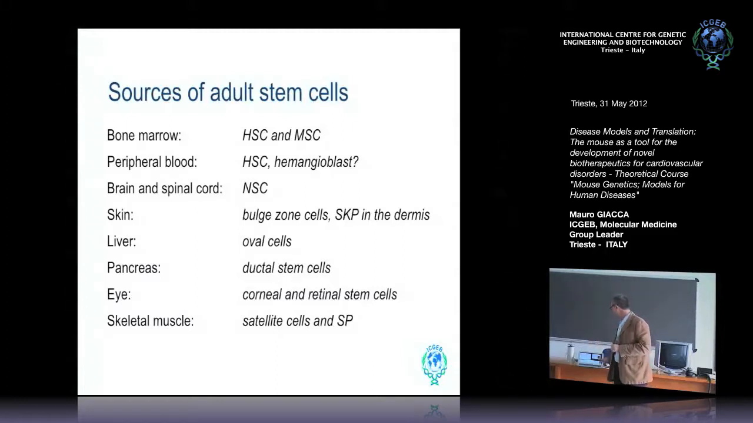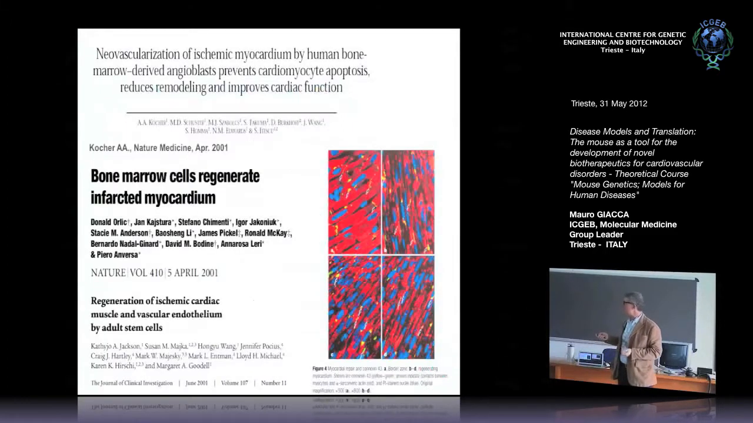But at a certain point, there were a number of reports published in the big literature that the bone marrow might contain cells that not only can reproduce our stem cells from the hematopoietic system, but also stem cells for other organs. For example, these are 3 papers in which bone marrow cells were reported to regenerate the infarcting myocardium.